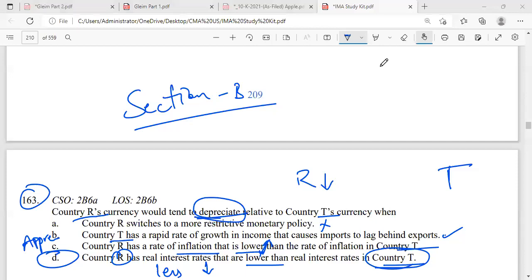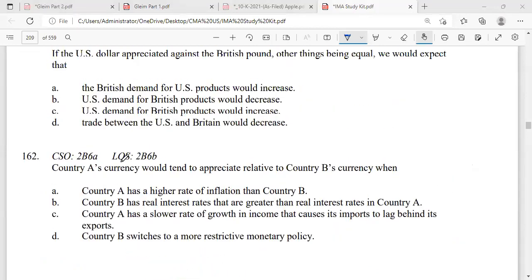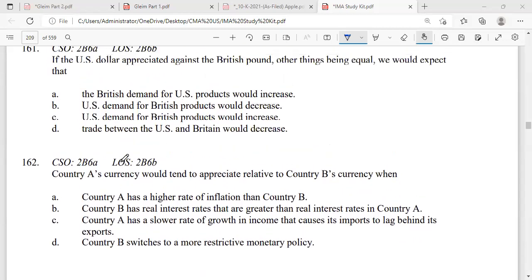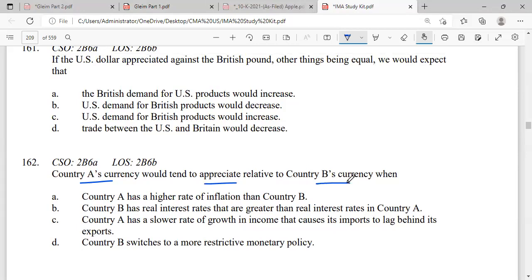All right, sounds good. Let's go back. Remember, we are going backwards while doing these questions. Now, country A's currency would tend to appreciate relative to country B's currency when? See, this appreciation and depreciation of country A and country B is a 100% sure question to come in your examination. The more you practice it here, the better it is for you.